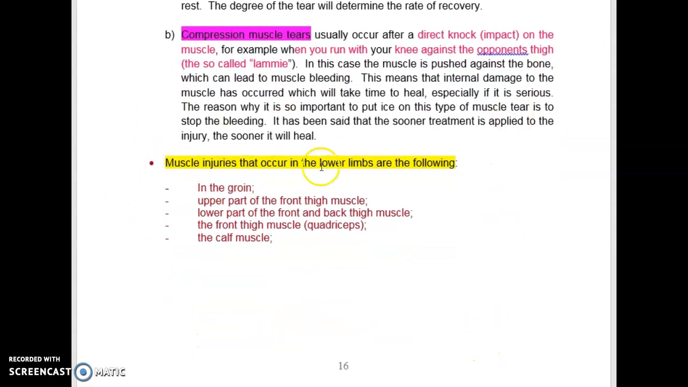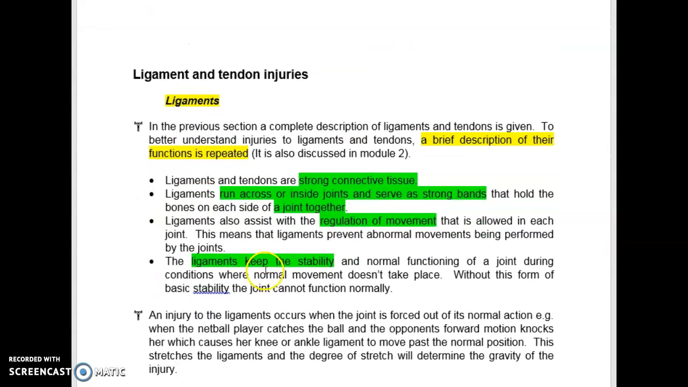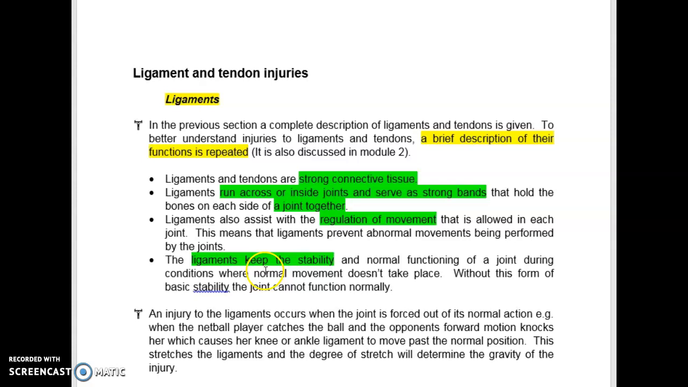This is also important. Last one: muscle injuries that occur in the lower limbs are the following. In the groin, the upper and front thigh, the lower part of the back thigh muscle. So upper thigh, back thigh, lower front thigh, the quadriceps, and the calf muscle, which you nearly forgot last time and luckily remembered.